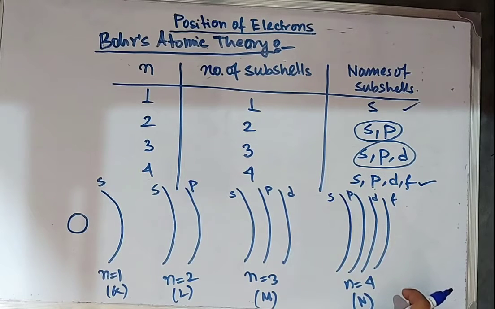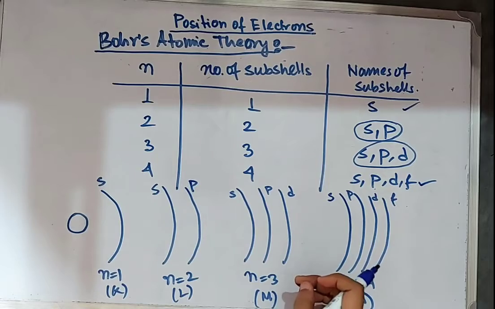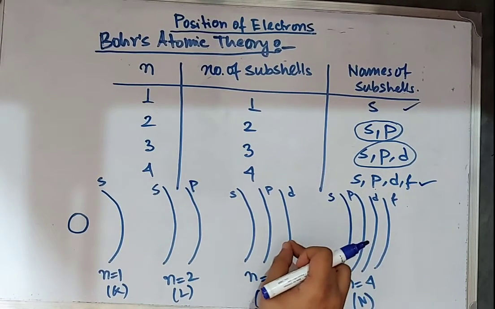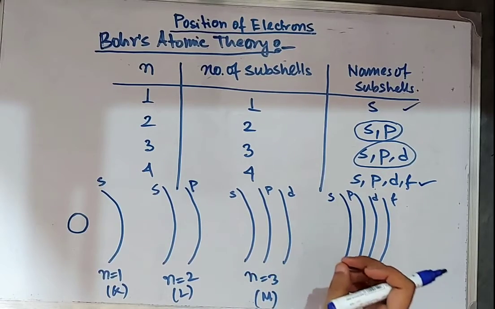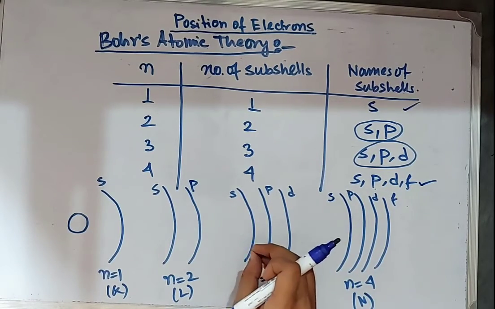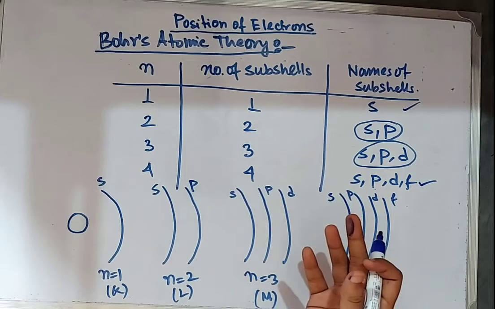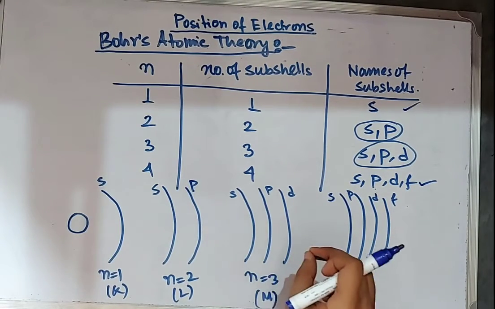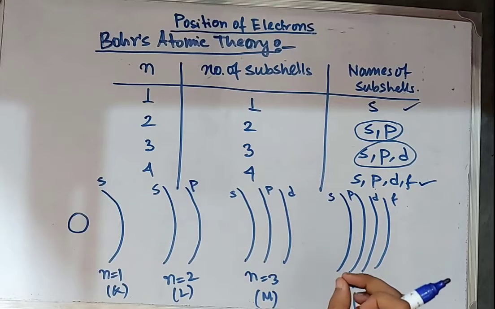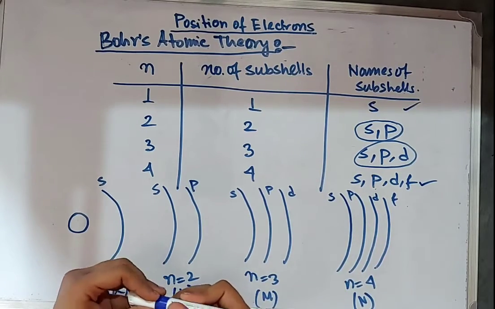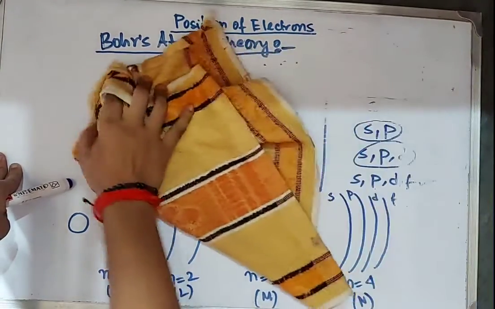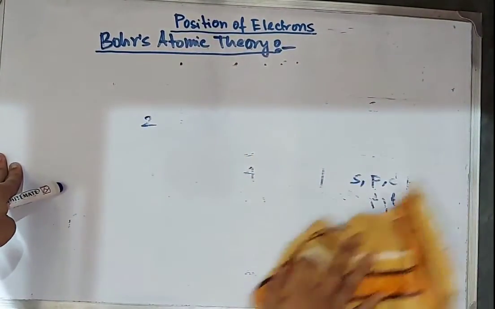So now we need to know how we will put the electrons within these subshells. Is there any kind of formula through which we can do that? Otherwise, how could we know in which subshell how many electrons will be present? That is our main deal. In the next part, we will talk about orbitals.